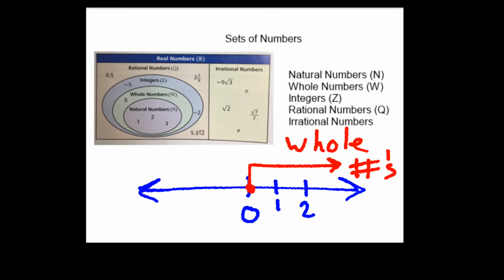If we were to start including everything that goes to the left of the 0, well, that is considered an integer. Negative numbers, still no decimals or fractions, just the numbers themselves. So if I had -1, -2, and so forth, these are considered integers.